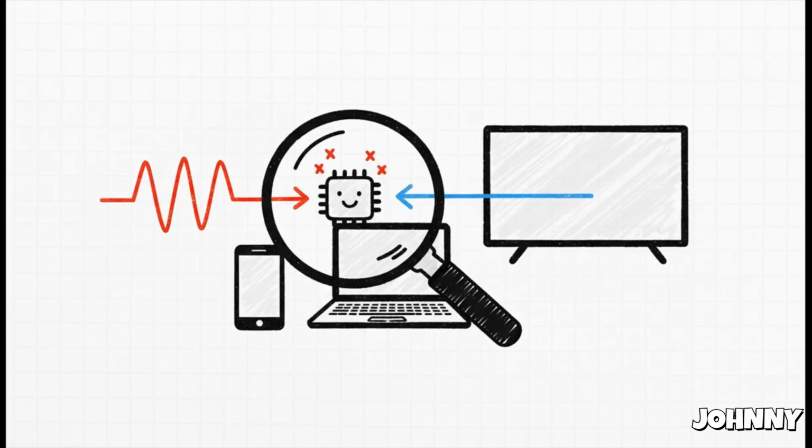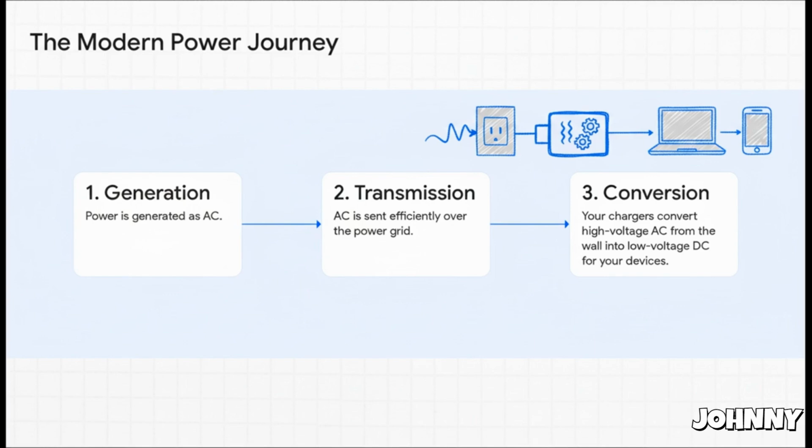But here's the twist. All the delicate, sophisticated electronics inside your phone, your laptop, your TV, they can't handle the back and forth chaos of AC. They need that smooth, stable, predictable power that only DC can provide. So that little power brick that you plug into the wall, it's a brilliant little translator. It's a bridge between these two worlds. It takes that high voltage AC from the grid and it carefully converts it into the safe, low voltage DC that your devices need to actually work.